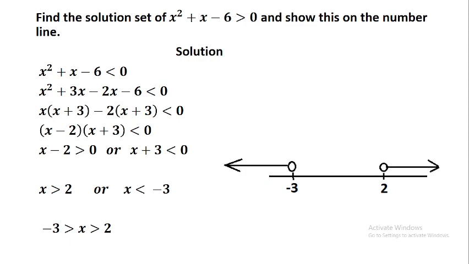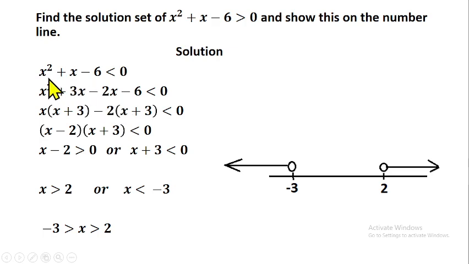The first question we are having on the board, on the screen right now, is that you have to find the solution of the set of s squared plus x minus 6 greater than 0 and show this on the number line. Okay, we can see that this is quadratic now because it is no longer linear, because the highest power of the unknown here is 2. So that means no longer linear, it is what? Quadratic inequalities. So you're having s squared plus s minus 6 less than 0.